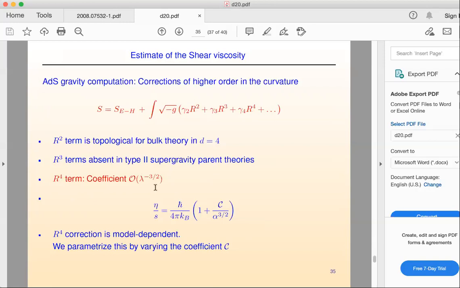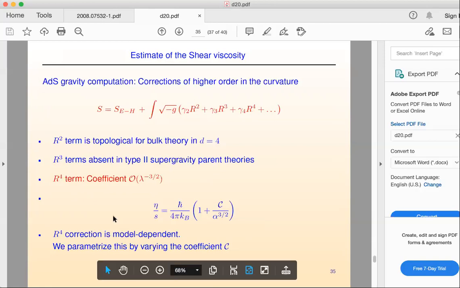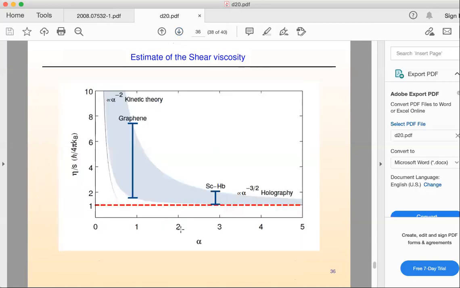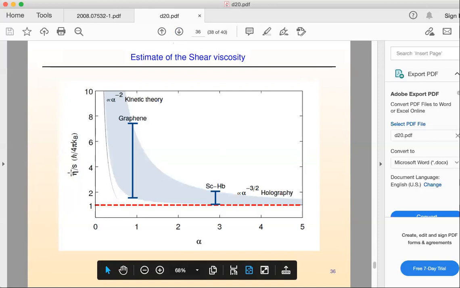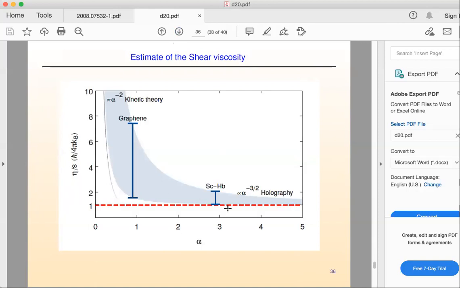And this has a coefficient of the 't Hooft coupling to the power minus 3/2. Of course, there's a lot of model dependence which we cannot capture in a simple AdS model, and we parameterize this by varying this coefficient C, which you can see here. Okay, and then this is the result of the calculation. So this is the effective coupling, and this is the shear viscosity over entropy ratio. This red dashed line is the lower bound at infinite coupling, where it's 1/4 pi. So everything is in units of this number.